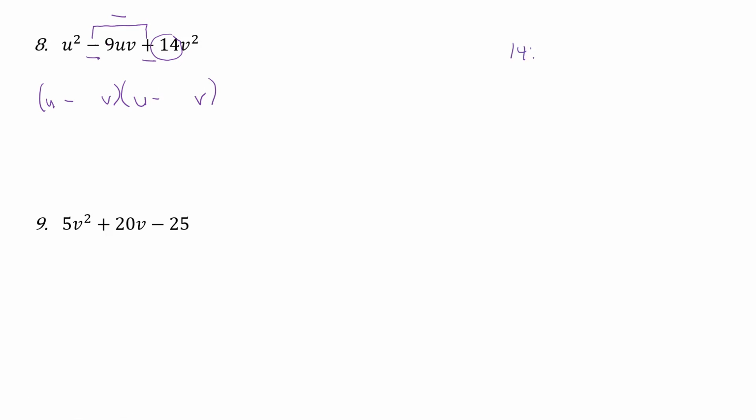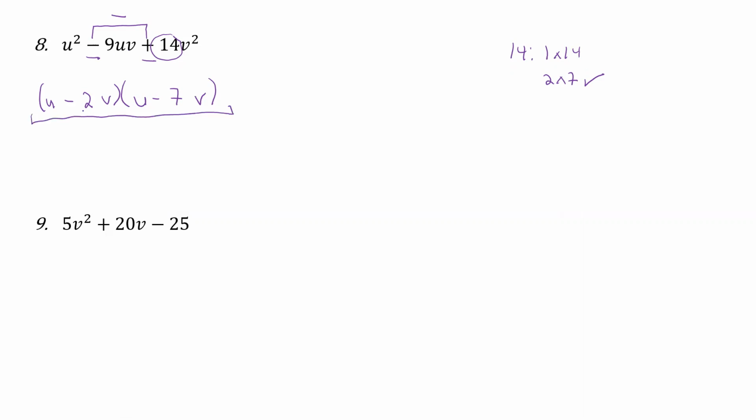So 14, that's going to be 1 times 14. Well, that's going to give us 15, not 9. And then 2 times 7. Well, 2 plus 7 is 9, so we've found our answer. And since they're both going to be negative, it doesn't matter which one we put first. And that would be our factored form.